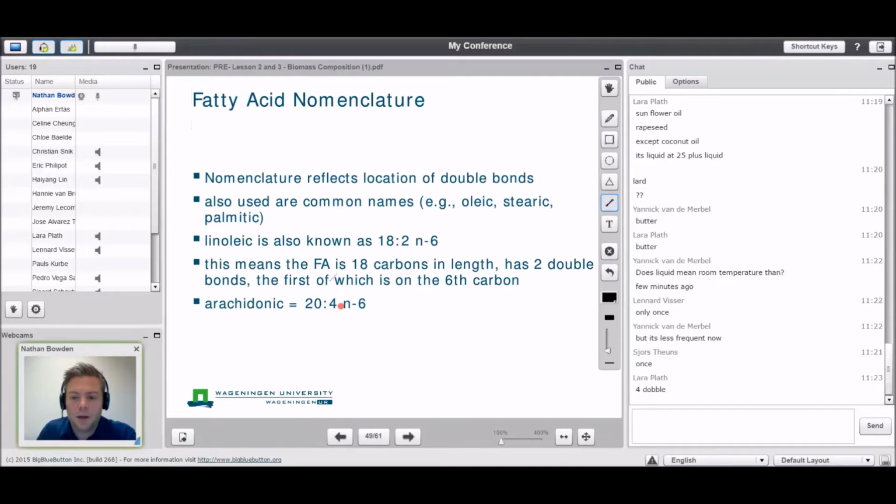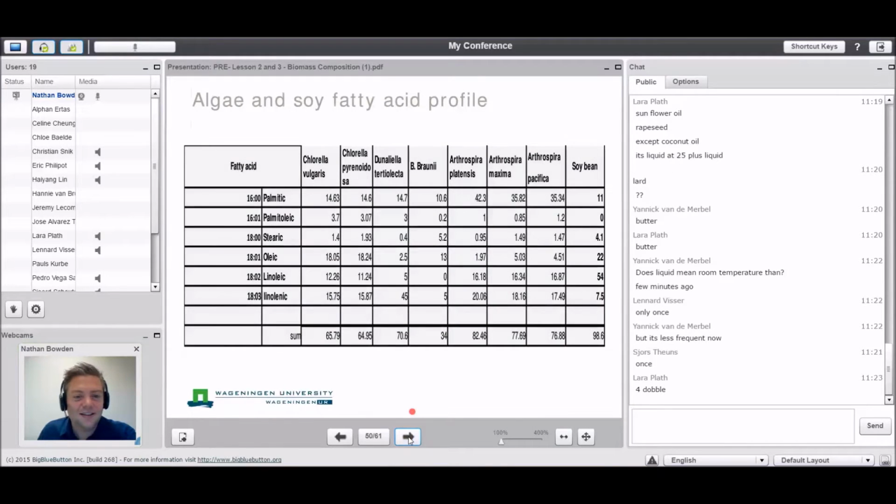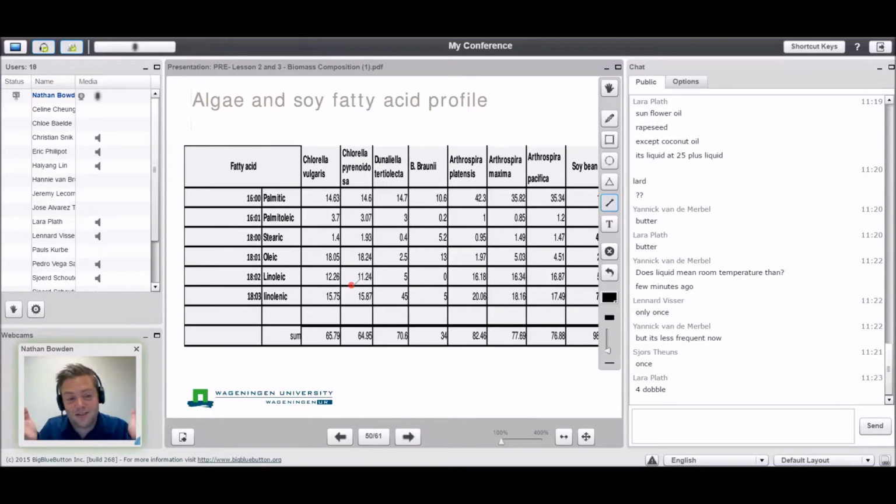Yeah, 4 double bonds. Larry, you're on fire today. This is really your subject matter. Sometimes some things you just click.